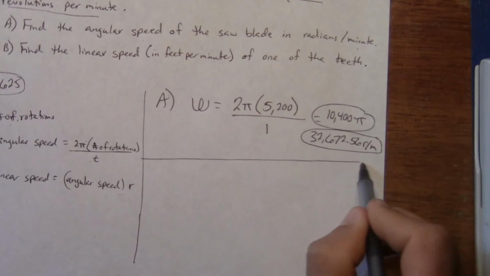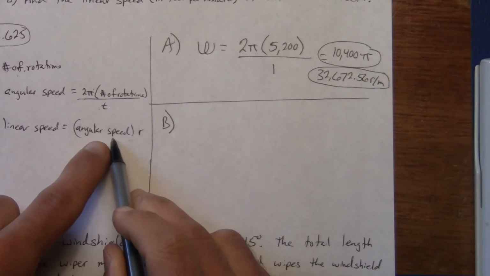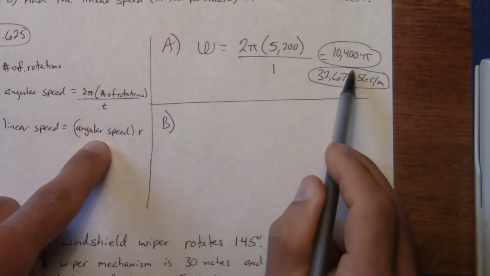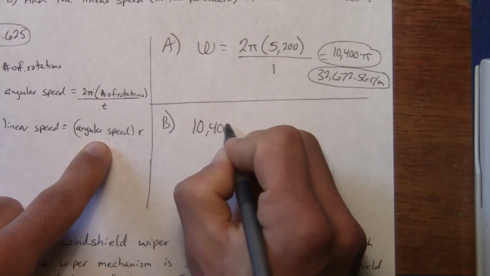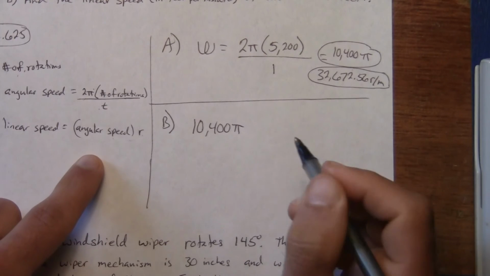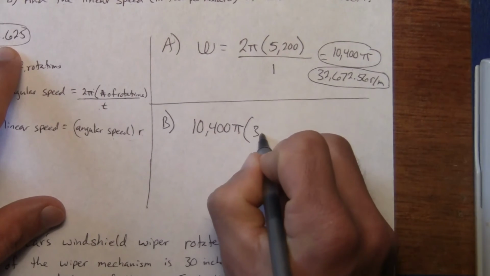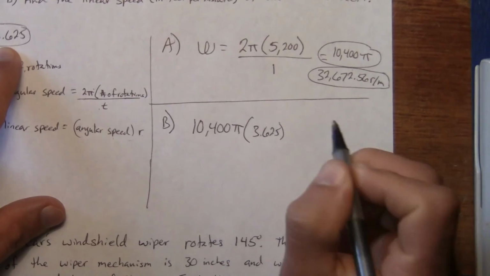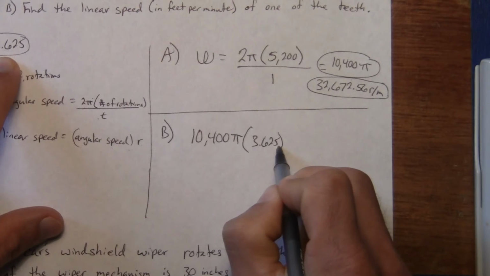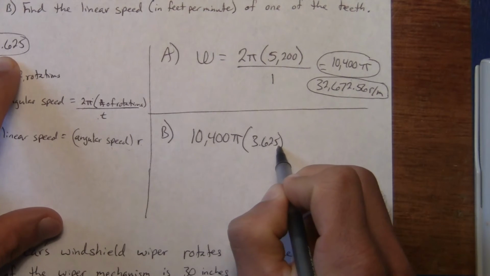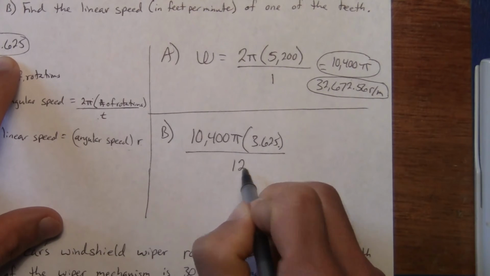All right, so now that I figured out letter A, let's move on to letter B. It wants the linear speed. Well, good news. I just take the angular speed, whichever one you want to use, and multiply it by the radius. So I'm going to take 10,400 pi, and I'm going to multiply by the radius, which we said was 3.625. All right, and now the only thing here is that this is in inches. I need that to be in feet. So ask yourself, how many inches in a foot? We know there are 12, so I'm going to have to divide this by 12.